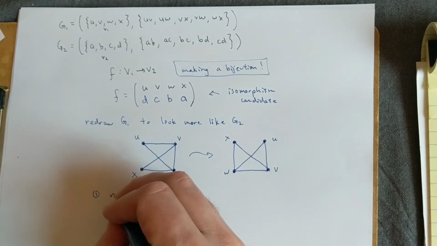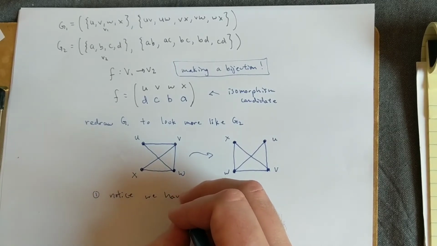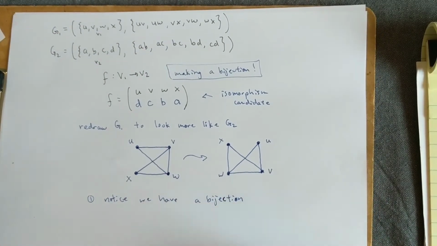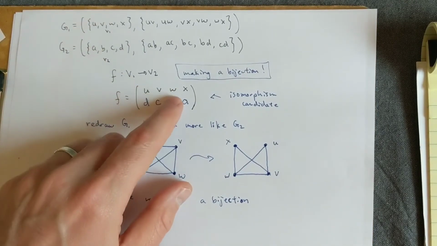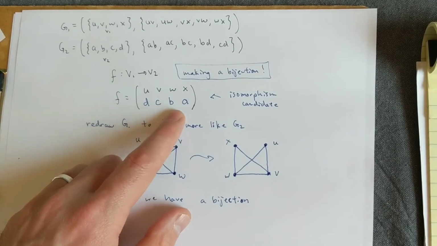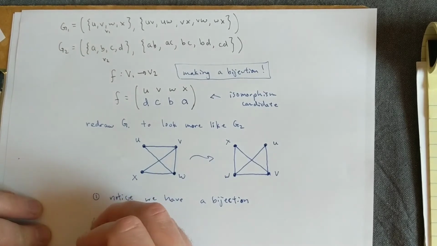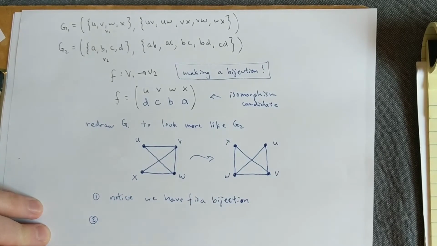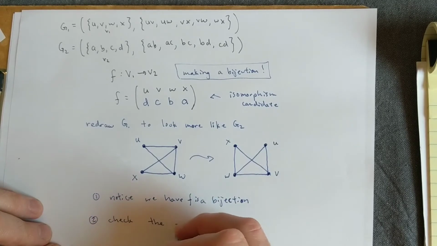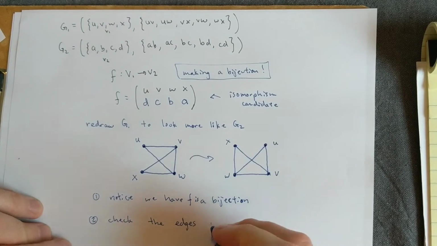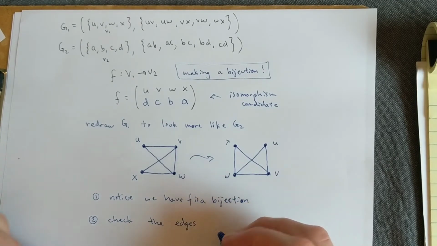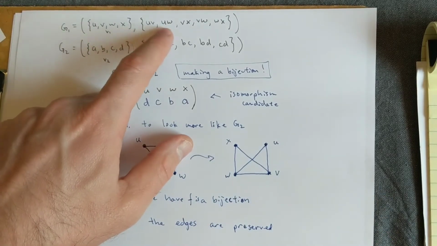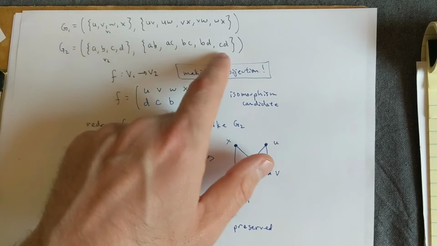So first, let's notice we have a bijection between our two sets of vertices. UVWX is the domain, and ABCD is the codomain, and everything is represented in the range. Okay, so notice we have that F is a bijection, and then second, now we need to check that the edges are preserved. Which means that all of these edges via F end up mapping to one of these edges.